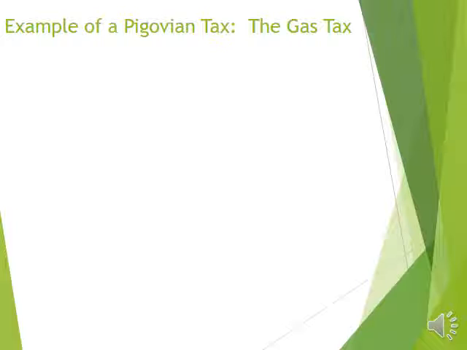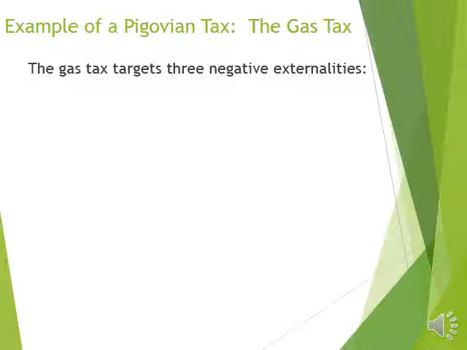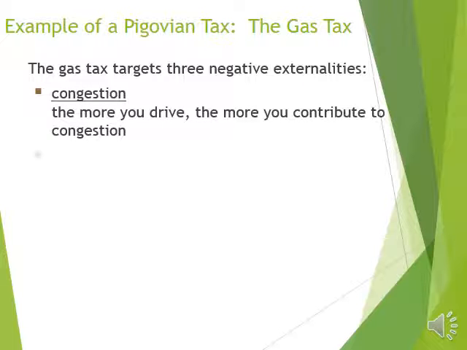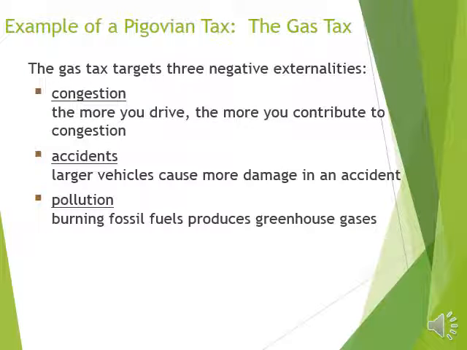Now let's have a look at a gas tax. A gas tax is trying to target 3 external costs, or negative externalities. The 3 main ones are congestion. Basically, the more you drive, the more traffic there will be on the road. And that's going to be an external cost felt by other people. So the government has an incentive to try and reduce the number of cars on the road.